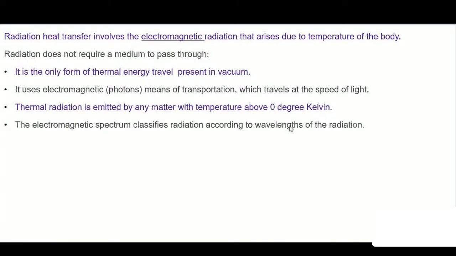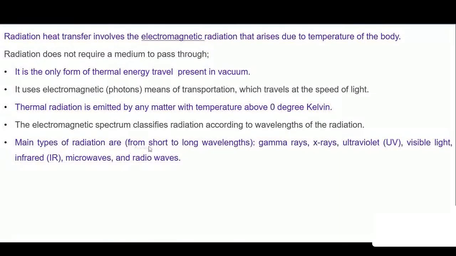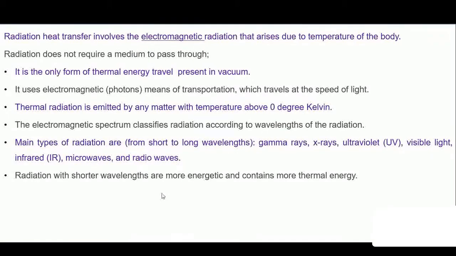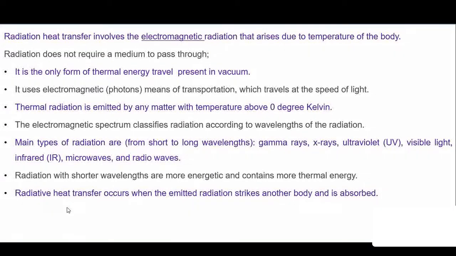Already I told you, the electromagnetic spectrum classifies radiation according to the wavelength of the radiation. This we are going to discuss in unit number 5. Main types of radiations are gamma rays, X-rays, ultraviolet rays, visible rays, infrared rays, radio waves, and the mixture of some visible light, infrared, and UV radiation is our thermal radiation. Radiation with shorter wavelengths is more energetic and contains more thermal energy. Radiative transfer occurs when emitted radiation strikes another body and is absorbed by that body.